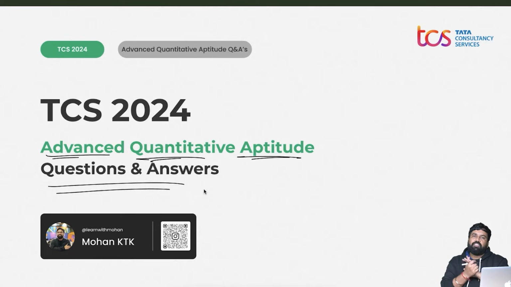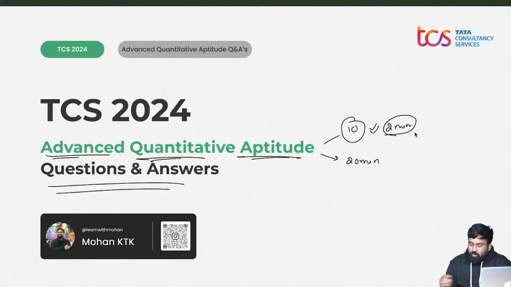So we all know in our TCS we have the Advanced Quantitative Aptitude section, and it is a very crucial section to get into the Digital and Prime roles for TCS. They are giving around 10 questions and they will provide you 20 minutes of time. So for each and every question you will have 2 minutes, so you need to complete that question and answer within 2 minutes per question, right? So these are bit high level questions you need to solve.